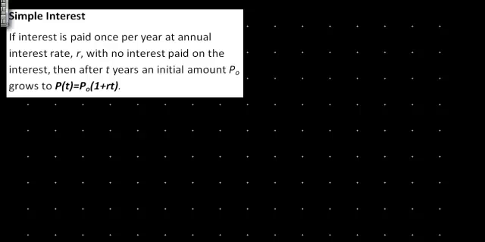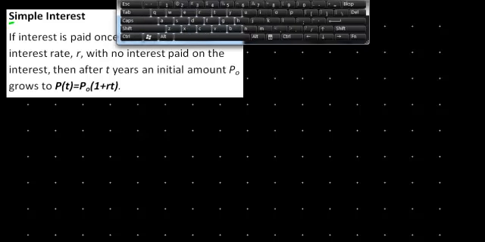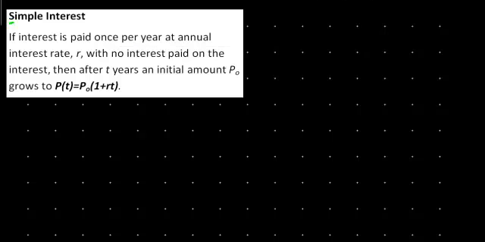I'm going to work in green because we are talking about money. Money, money, money, money. Okay? Simple interest. Should be simple, right?